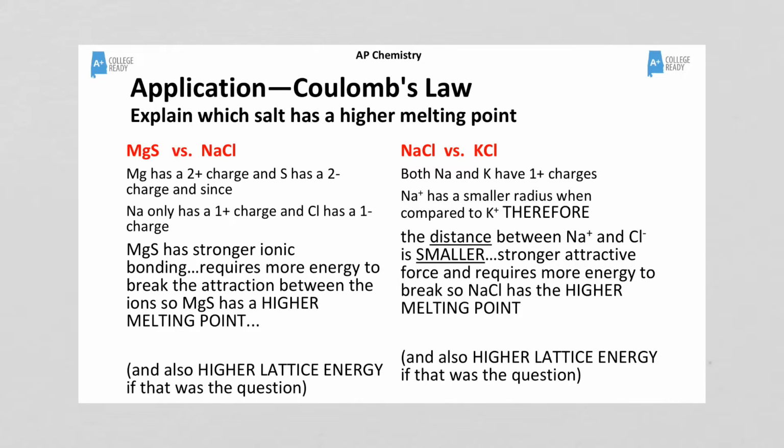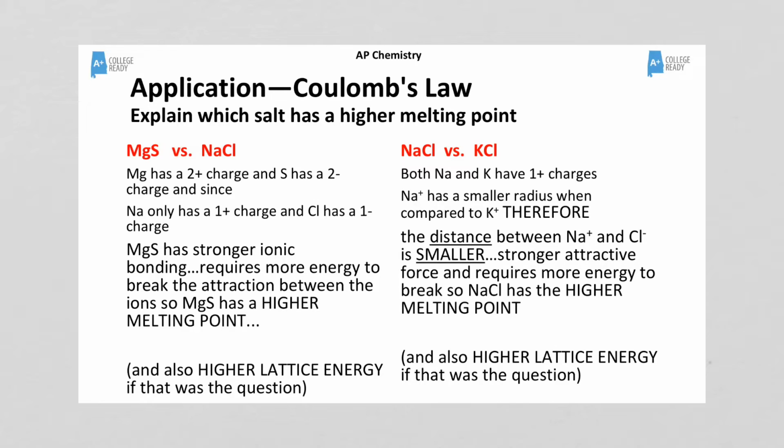Magnesium has a +2 charge. Sulfur is -2. You actually need to write that down. And sodium is only +1. Chloride is -1. And again, use that information to explain what you're concluding, which in this case is that MgS has stronger ionic bonding. It has stronger attraction between the ions because it has higher charges. Therefore, it would have the higher melting point. It's going to take more energy to separate those.